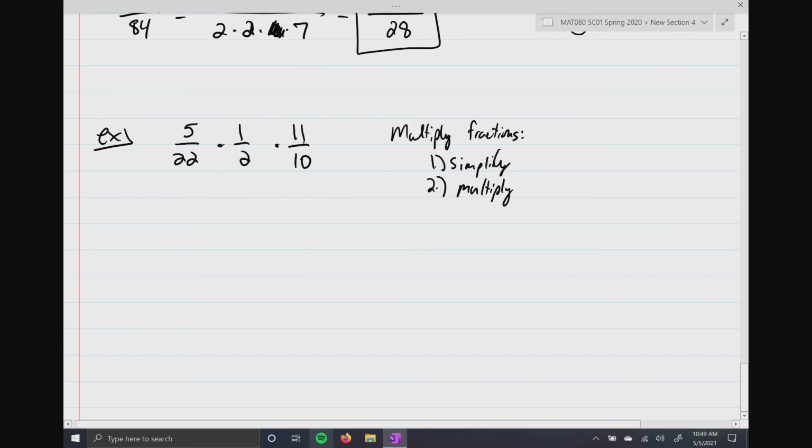What I mean by that is this. I'm going to look at the first fraction, 5 over 22. 5 is prime. I'm going to rewrite 22 as 2 times 11, times 1/2. Nothing changes there. Times the third fraction, the 11 is prime. But that 10, I'm going to rewrite as 2 times 5.